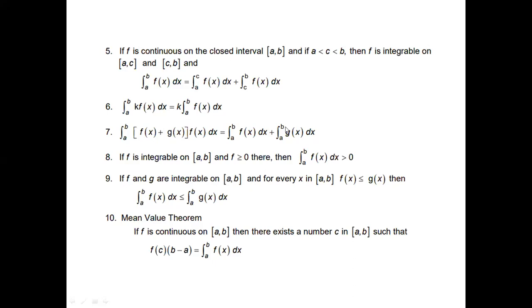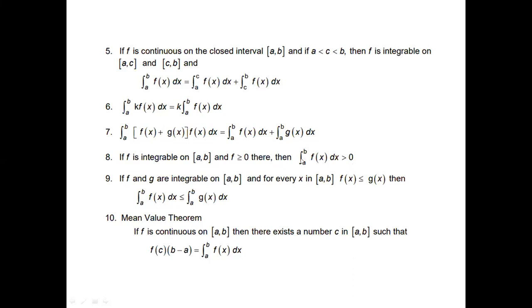If f is integrable on the closed interval [a, b], and if f is greater than or equal to 0, then the integral of f of x dx evaluated on that particular closed interval will also be greater than or equal to 0. If f is integrable on [a, b], and f of x is greater than or equal to 0, then the integral of f of x dx is greater than or equal to 0. The equal sign is missing here, class. Okay?